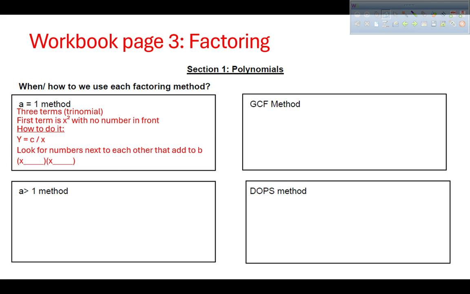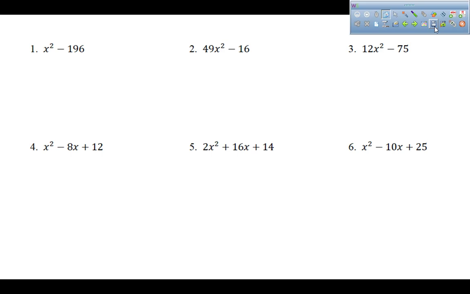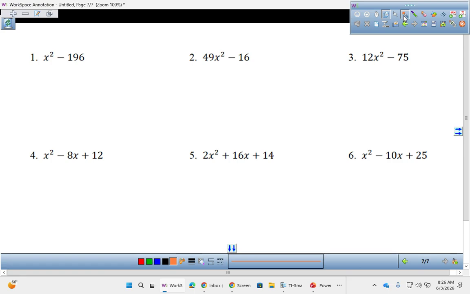So what I want to do is practice with that method before we do anything else, right? There are examples on this page. I want to pull out the examples that we would use A equals 1 on, and do those practice problems. On your test, it's not going to tell you what method to use. You have to be able to look at all the problems and pick. So I'm looking for the problems on this page that have 3 terms, and the first term is x squared with no number in front. Do you see any of those on 1 through 6? 4 and 6 are both A equals 1 problems.